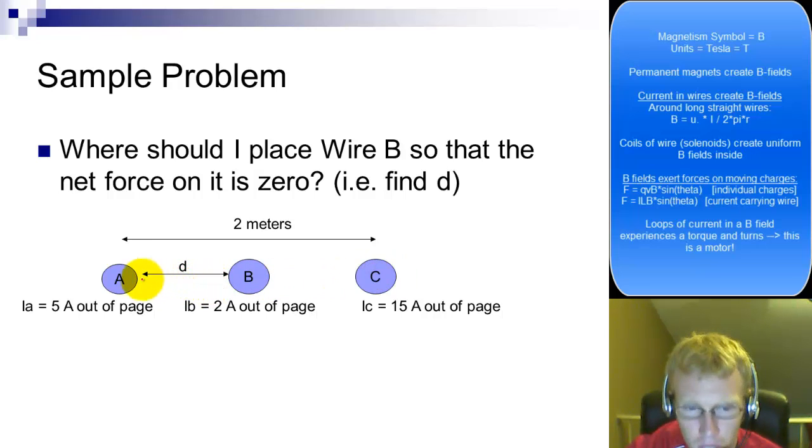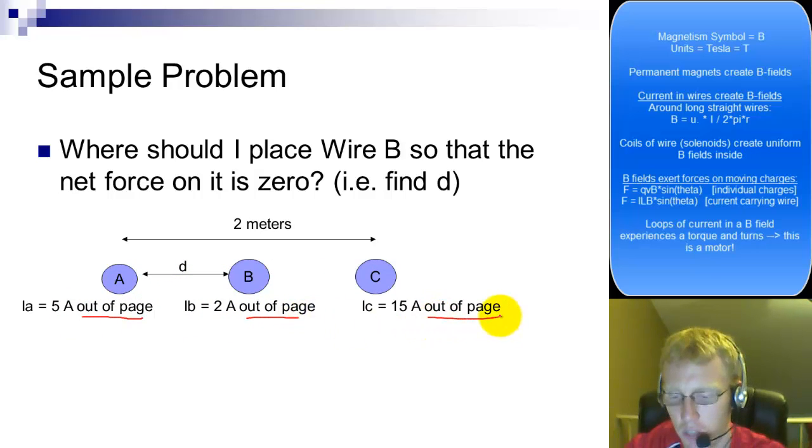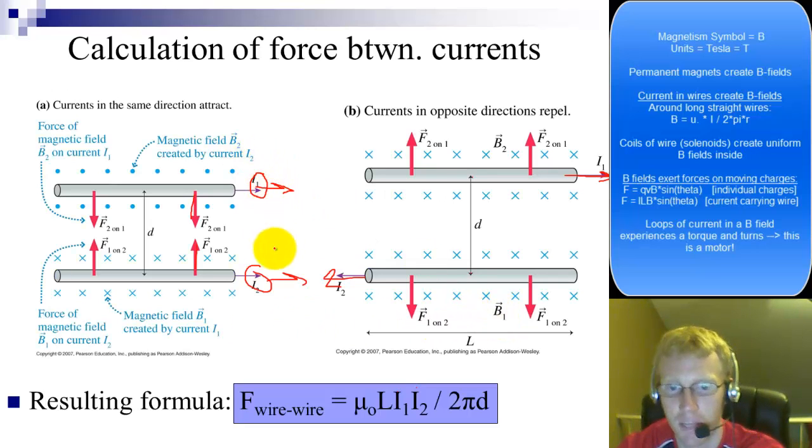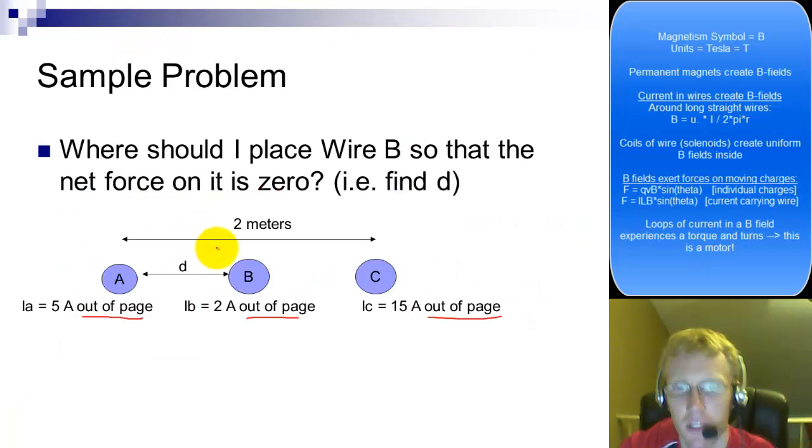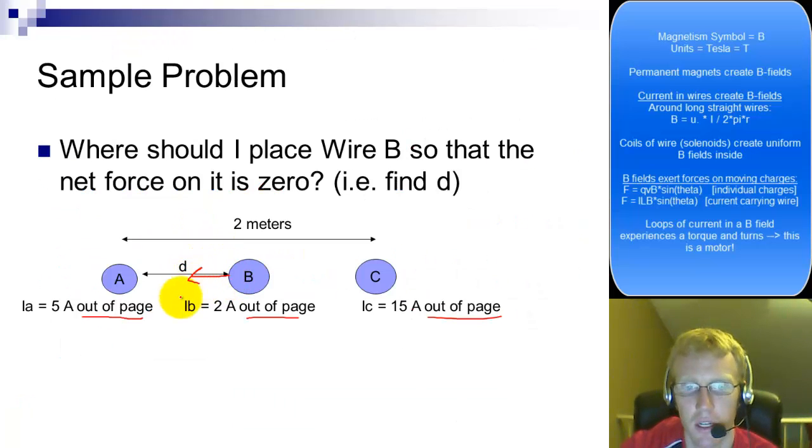So the wire has a current out of the page in all three cases. So if we go back and look, that means both of them are in the same direction, so they're going to be attractive. So this one is going to have a force this way because it's attracted here, and it's also going to have a force this way because it's attracted by wire C. So these two forces are going to have to be equal and opposite.